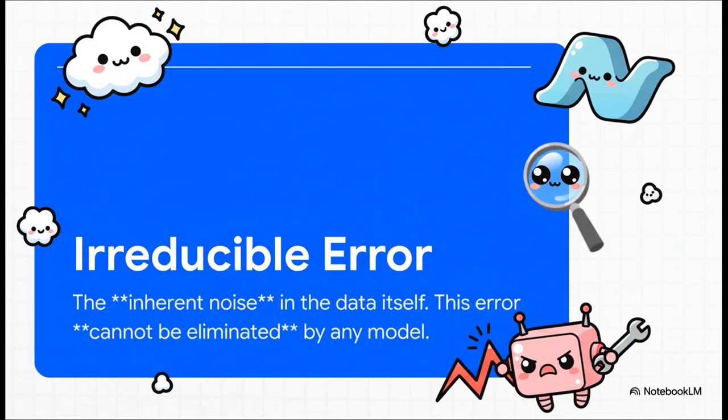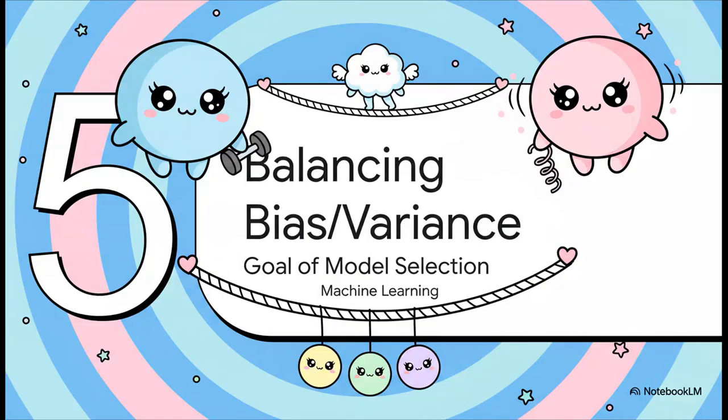And finally, we have irreducible error. This is just the inherent randomness or noise that's part of the data itself. It's the static on the line. And no matter how amazing your model is, you can never get rid of this error. It sets a theoretical lower limit on how good your predictions can ever be. So our total error is a mix of bias, variance, and that irreducible noise.